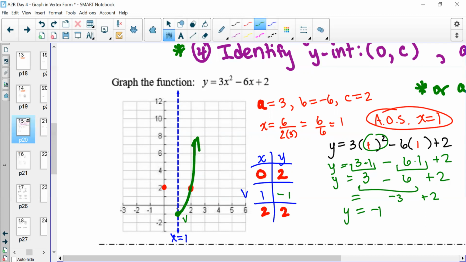And then you just double check if you should be opening up. And so a is 3, which is positive. So that does mean that our parabola is opening up. So that's it.